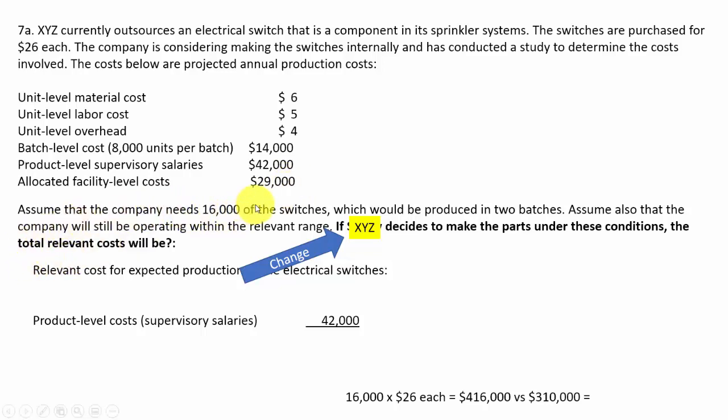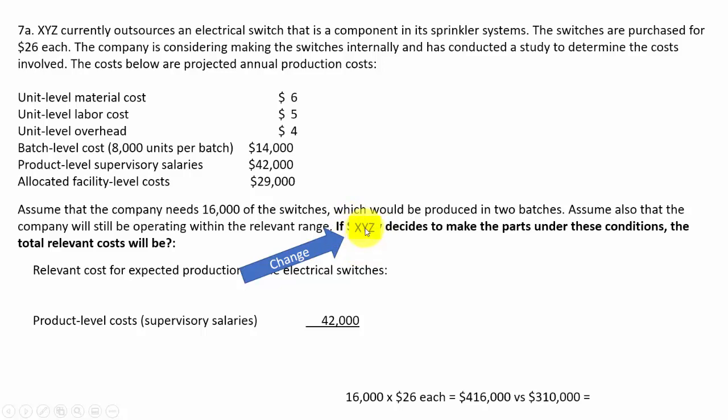Assume that the company needs 16,000 of these switches. Remember, they can buy them for $26 a piece, and they need 16,000 of them, which would be produced in two batches. Yes, we get two batch costs right there. Assume also that the company will be operating within the relevant range, that is, they don't incur any additional fixed costs. And if the name of this company is XYZ Company, and I think on a handout I had the company's name was Safety. So I've written over the top of that to call it XYZ.